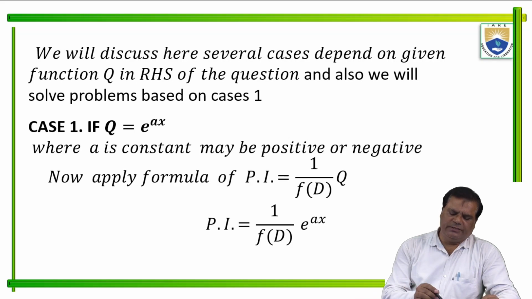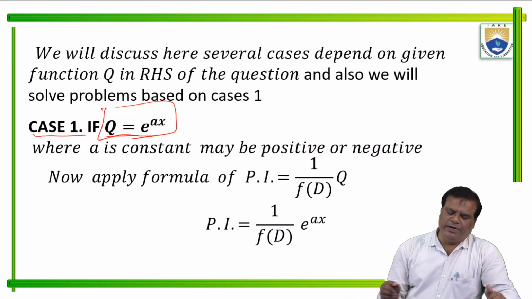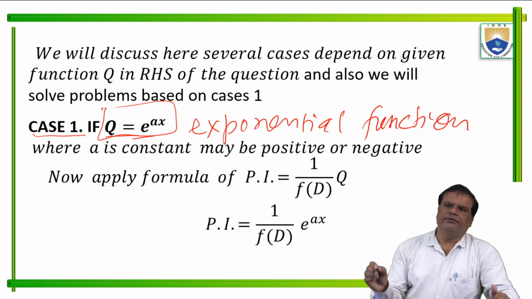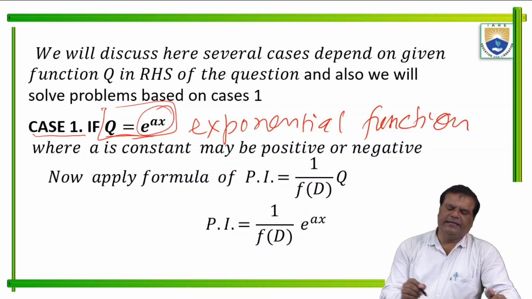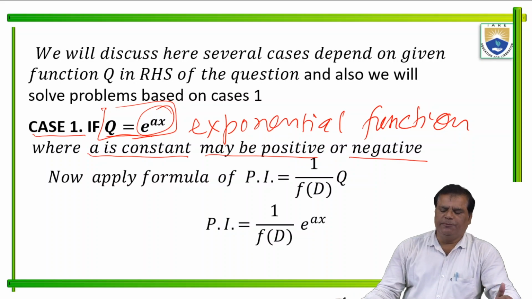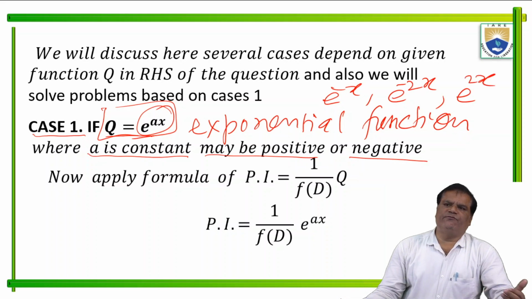First, case 1 is q equal to e to the power ax. E to the power ax means there is an exponential function given here. E to the power ax is an exponential function where a is a constant, which may be positive or negative. Any type of constant may be there. Suppose e to the power minus x, e to the power minus 2x, e to the power 2x. Any such function may be there.